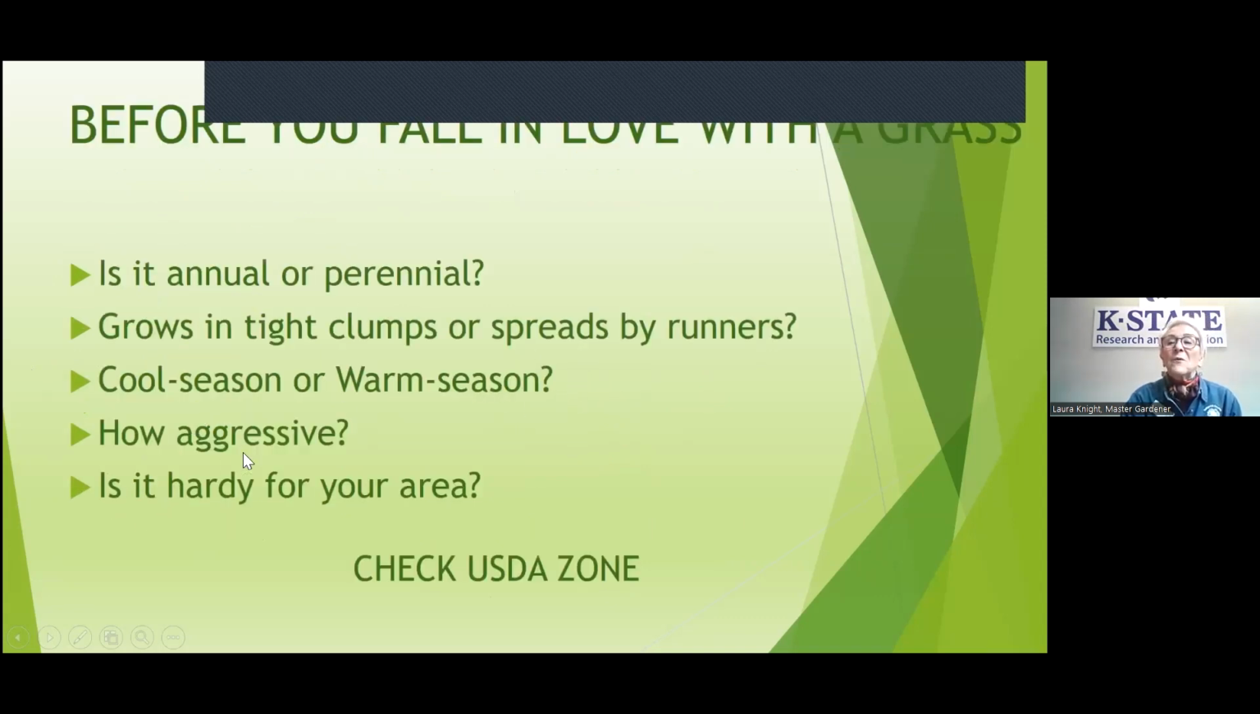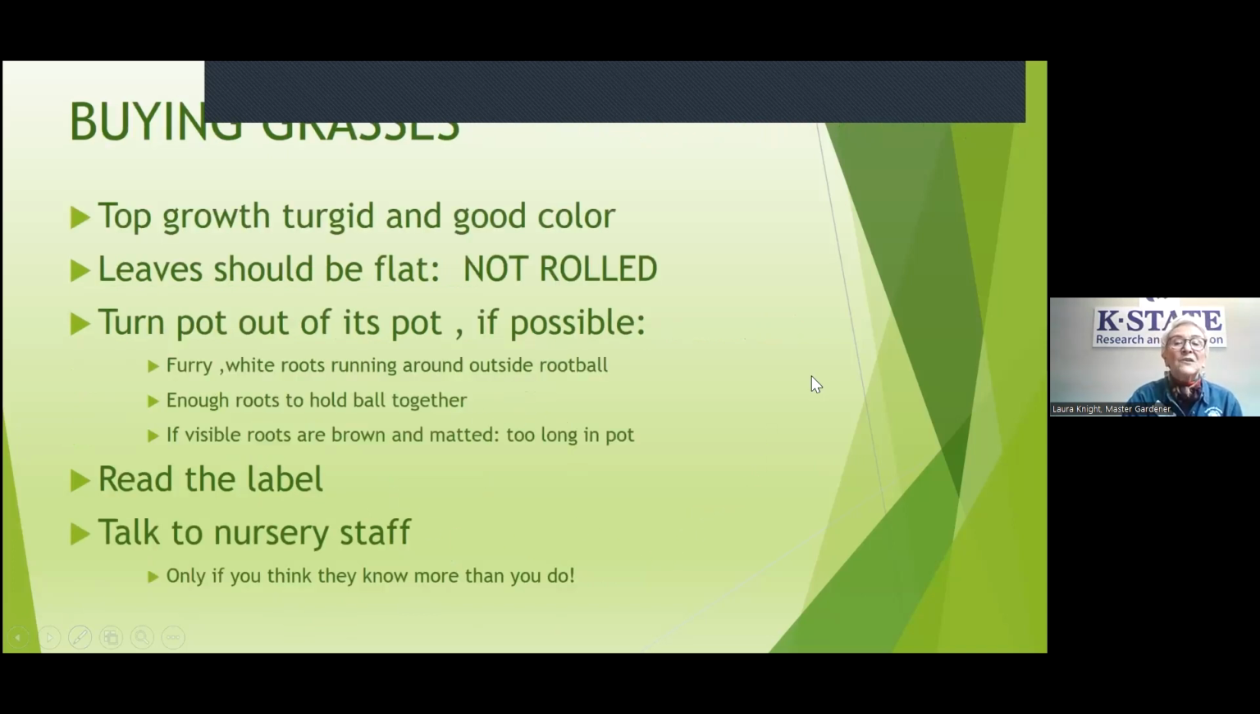Before you fall in love with the grass, be sure you know whether it's an annual or a perennial. And all the red ones are annuals in this climate. Grows in tight clumps or spreads by runners. Is it a cool season or a warm season? Is it aggressive and is it hardy? Those are the things that you need to know.